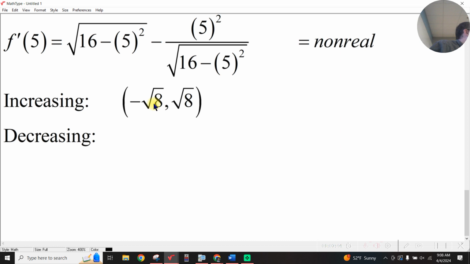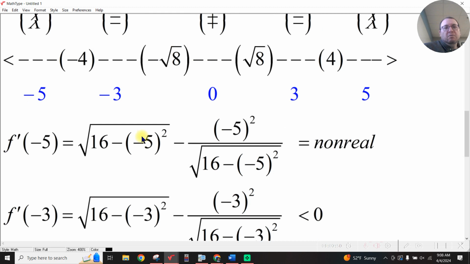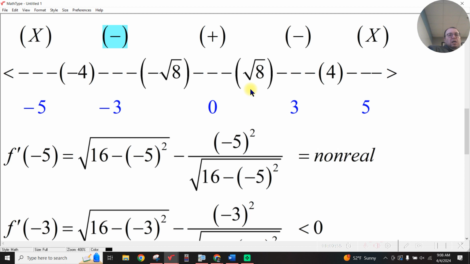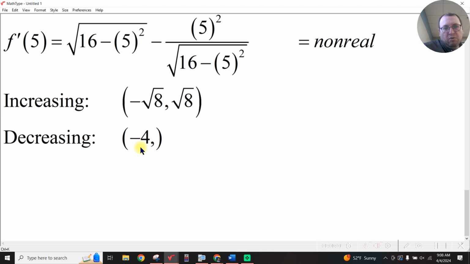Where is it decreasing? Well, right here, right? So negative 4 to negative square root 8, and square root 8 to 4. Negative 4. Negative square root 8.